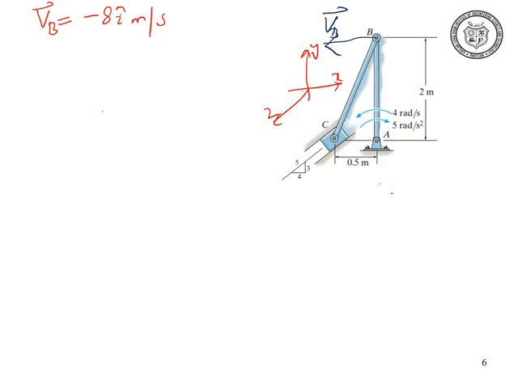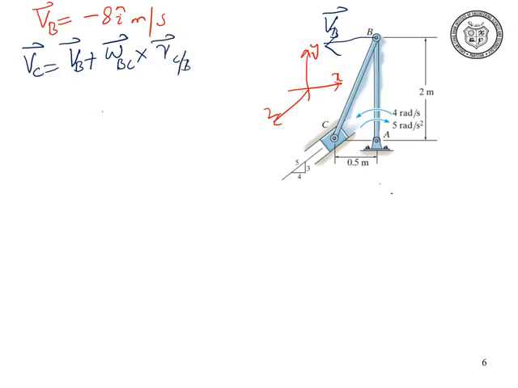Now come to the link BC. In the link BC, we know the velocity of particle B, but we don't know the velocity of particle C. So we can write the velocity equation in terms of the velocity of particle C. VC equal to VB plus omega BC cross RC with respect to B.